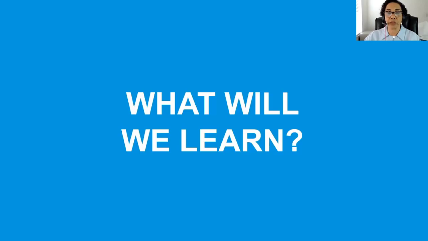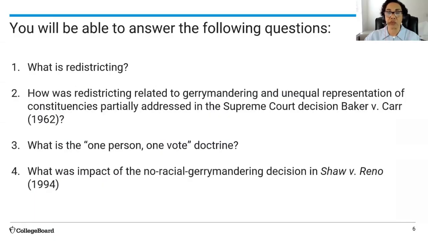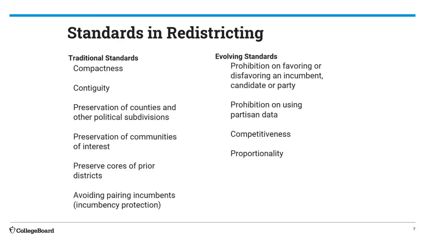What is redistricting? How is it related to gerrymandering and unequal representation of constituencies, and partially addressed in Baker v. Carr? What is the one person, one vote doctrine? What was the impact of the no racial gerrymandering decision in Shaw v. Reno?